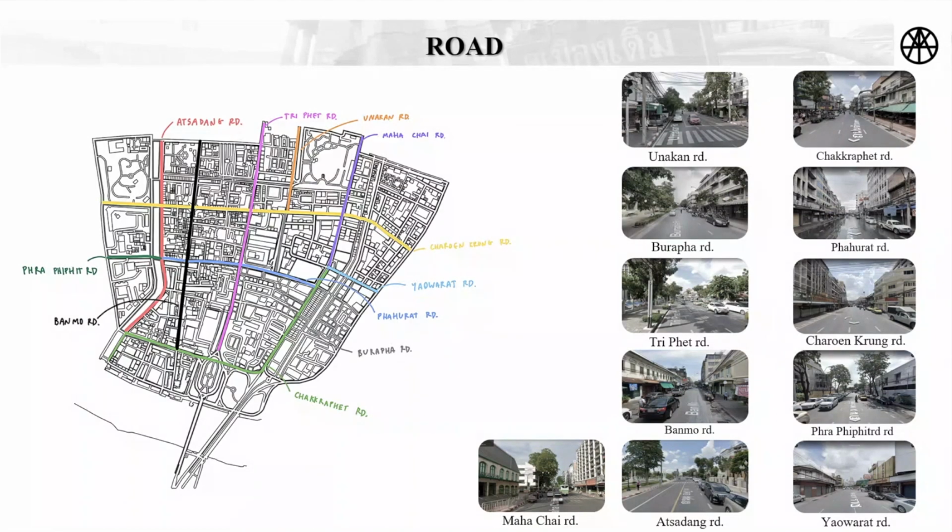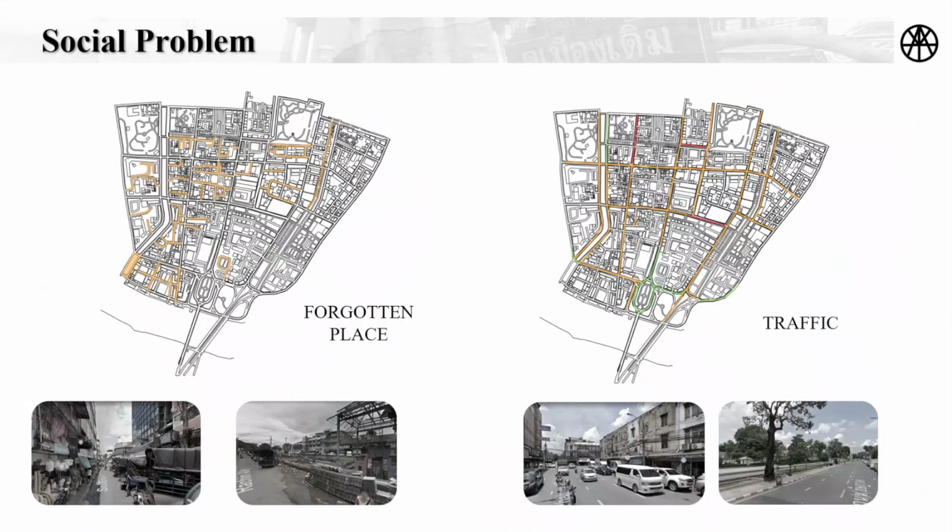Next is a social problem, and the first diagram shows the main roads of this area. Next is a diagram showing a forgotten space, a forgotten place that we analyzed, some streets that do not receive development, and it can cause crime and be not safe for people. And next shows the traffic of the main street, which I got from Google Maps, choosing daytime, and it shows traffic that can affect people.